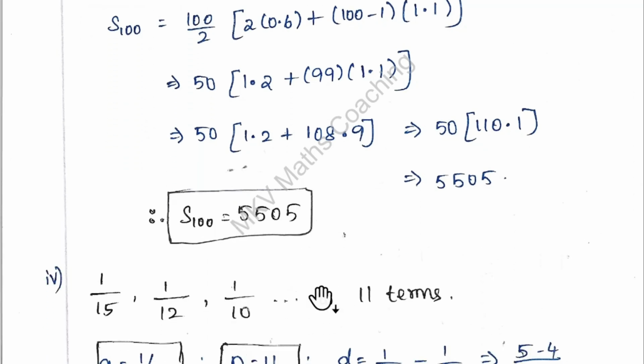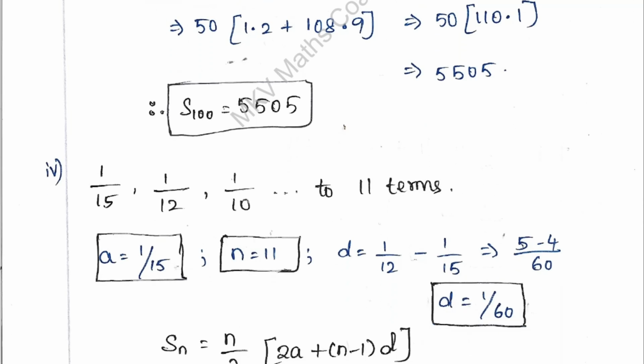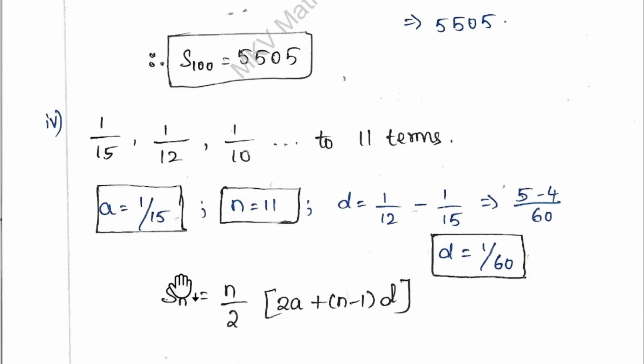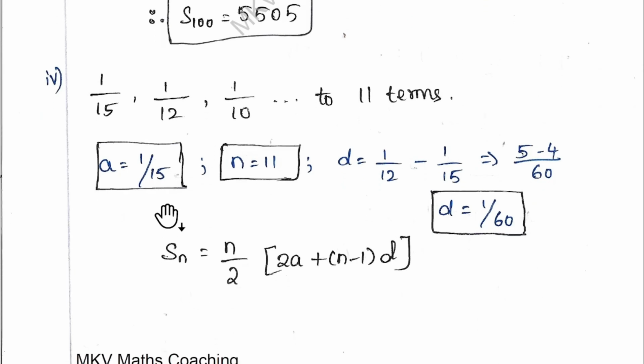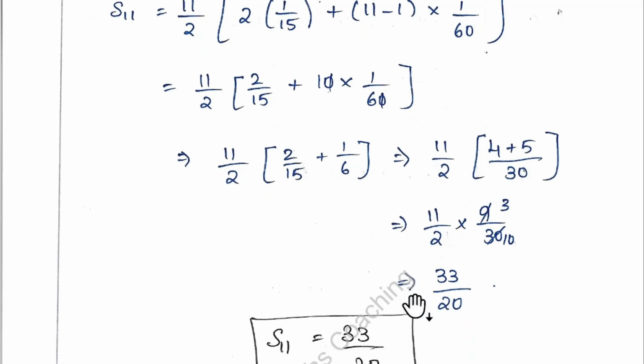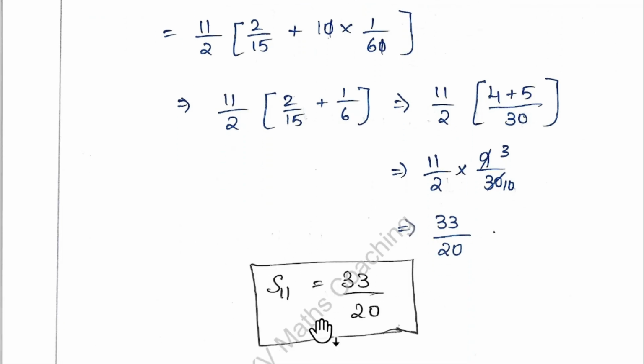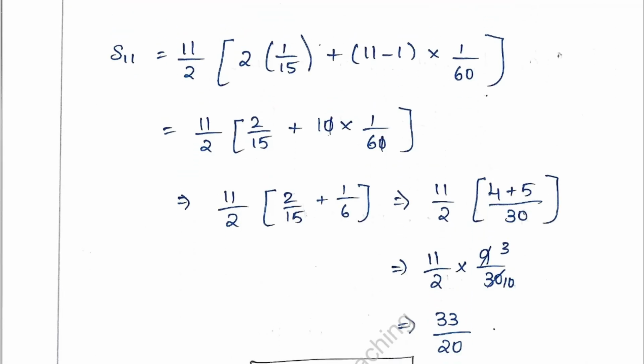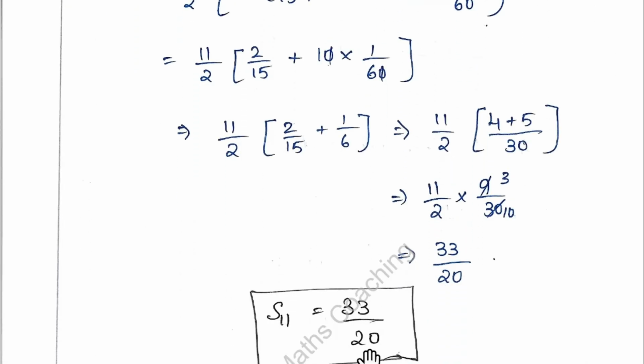5505. The next question is in the form of fractions. a is 1 by 15, n is 11, and d is 1 by 12 minus 1 by 15, which gives you 1 by 60. When you have the a value, n value and d value, choose the formula Sn for finding the sum of terms, which is the big formula, n by 2 into 2a plus n minus 1 into d. Just substitute and calculate. You will get 33 by 20. So the sum of 11 terms is 33 by 20. Try it by yourself.